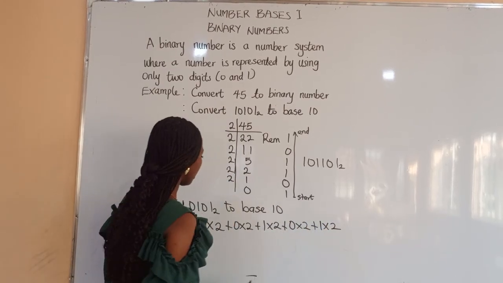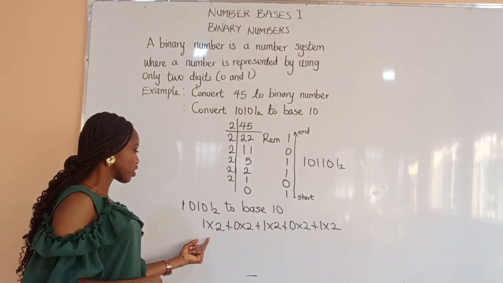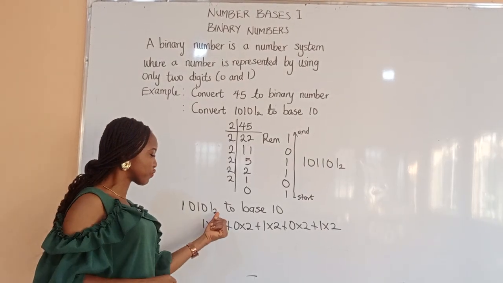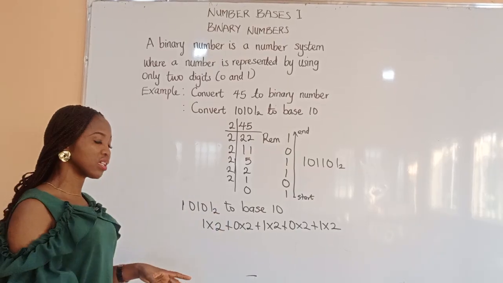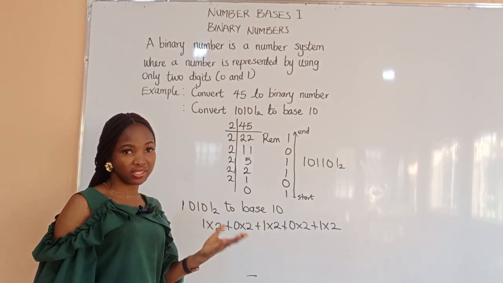If we have another base, let's assume we have base 3 or base 5, we're going to be multiplying it by their base. This 2 is gotten from the base. So if it is base 3 that is there, you're going to multiply by 3. If it is base 7, by 7.